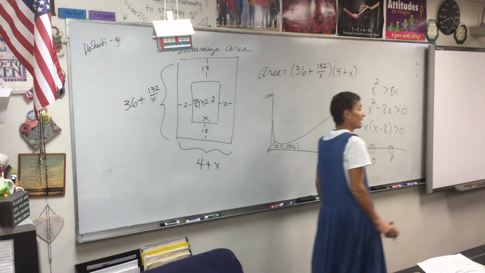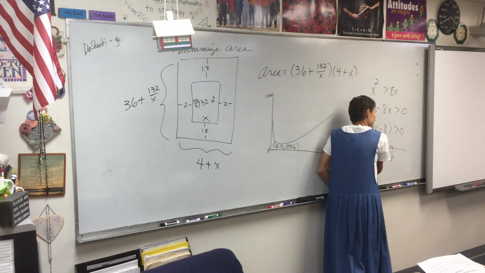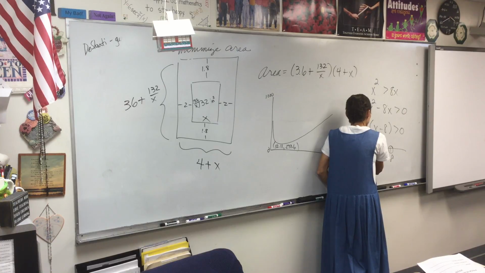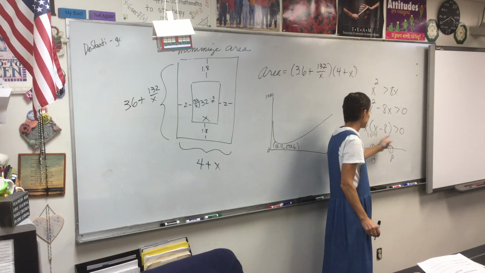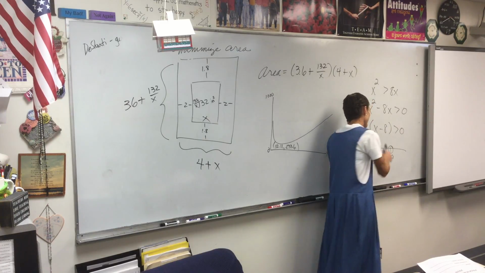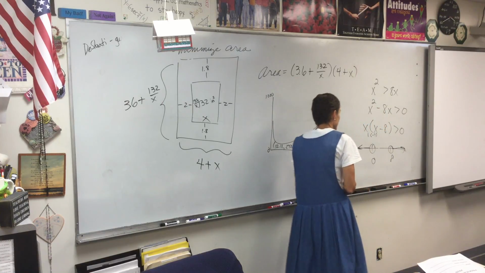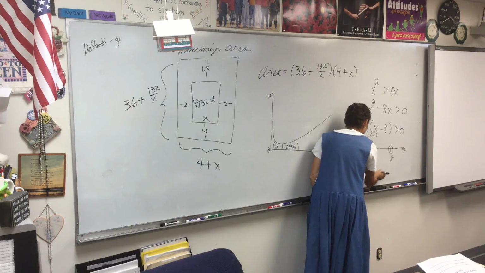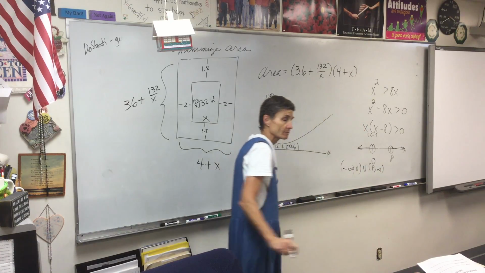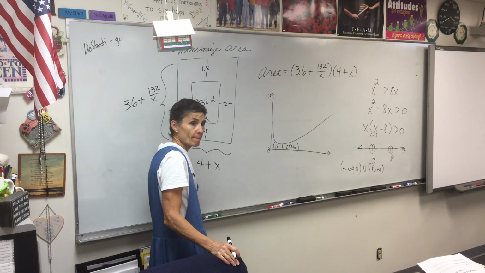I can't use 0, so I gotta use some other number. 1, I'm happy to use 1. 1's right here, so I'm checking this space. I put in 1, and I have 1 times -7. Is that what I want? No. So I don't shade where 1 is, I shade where 1 isn't. So my answer is everything from -infinity to 0, or from 8 to infinity. Agreed?